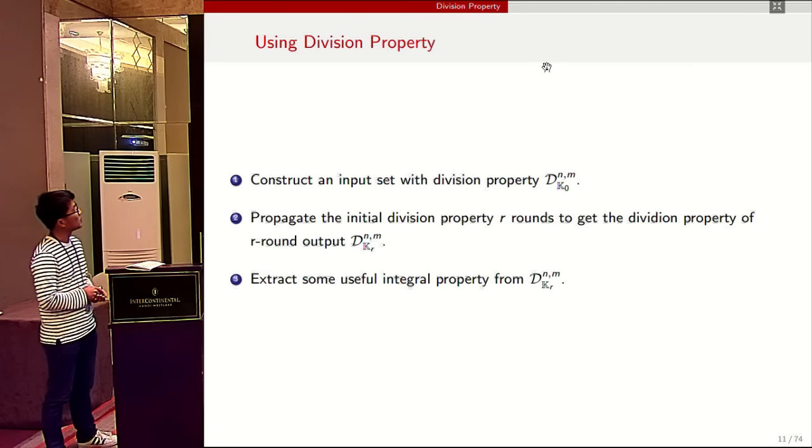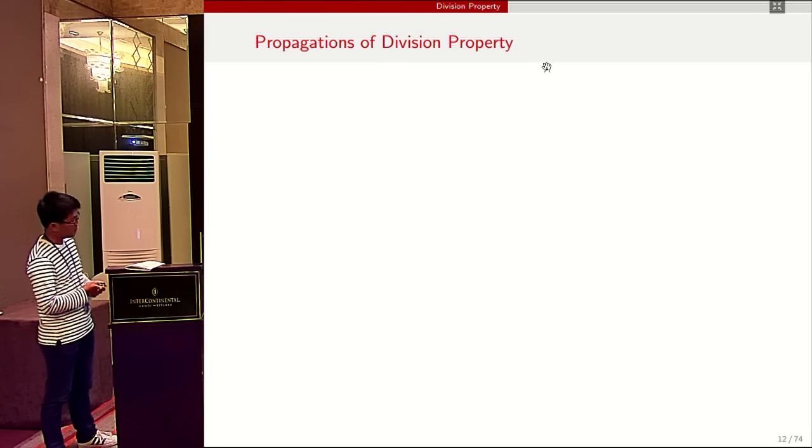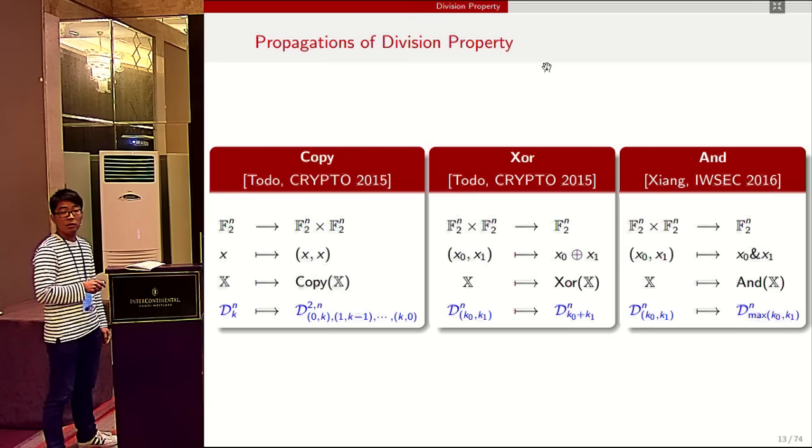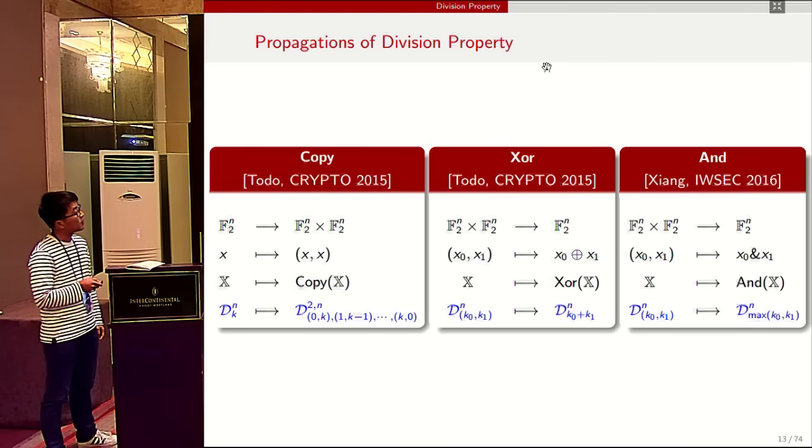So in order to use division property, we need to know the propagation rules. Next, we show some propagation rules for division property. For the copy operation, the division property propagation is just to decompose the k value into all possible combinations. For the XOR operation, the propagation is just to add the two coordinates of the input division property. For the AND operation, the propagation is to find the maximum value of the input division property.